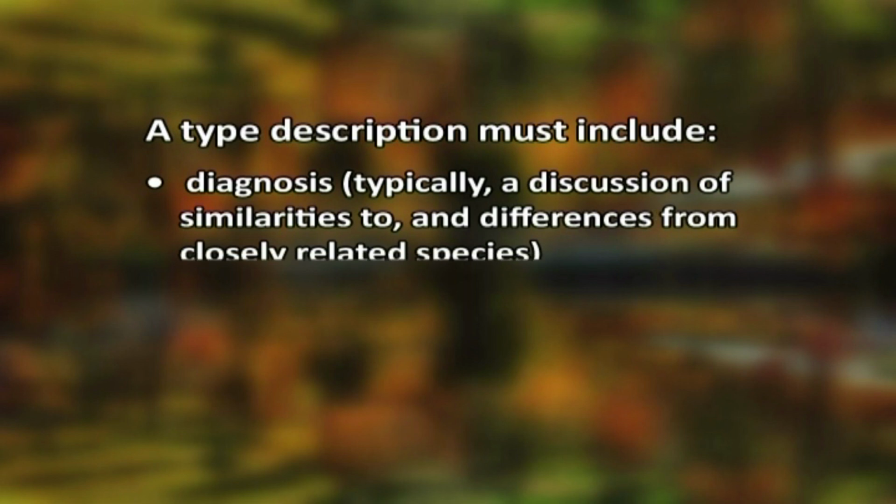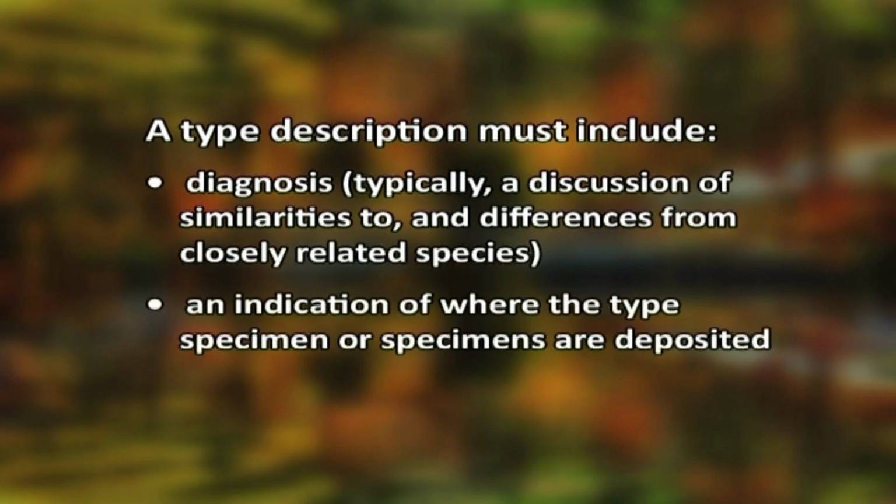Although in reality biologists may examine many specimens of a new taxon before writing an official species description, nonetheless, under the formal rules for naming species, a single type must be designated as part of the published description. A type's description must include a diagnosis, typically a discussion of similarities to and differences from closely related species, and an indication of where the type specimen or specimens are deposited for examination.